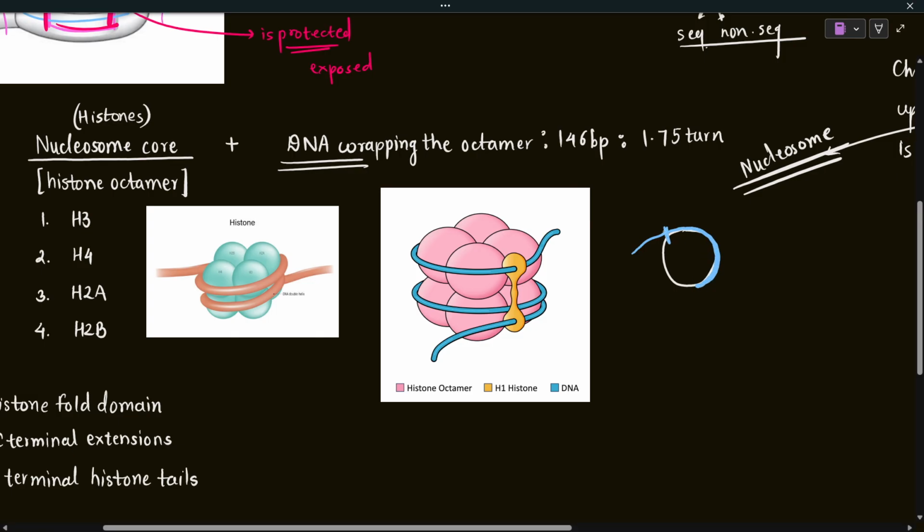So let's assume that this is the starting point. From here, the DNA came and wrapped around itself. This is 1 turn, and this is 1.75 turns. Something like this. So it wraps around the histone core in 1.75 turns, and it is made of 146 base pairs.